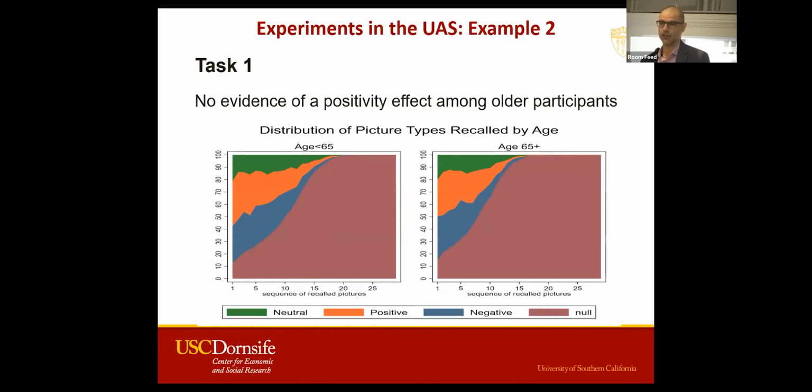Well, as I told you, the results in the lab show that older people tend to remember positive pictures at a higher fraction compared to younger individuals. That's not what we find in the UAS. This is the composition of the recall. The big difference between people over 65 and under 65 is basically in how large the reddish area is, which means older people recall overall fewer pictures, but the composition between neutral, positive, and negative is pretty much the same between these 2 groups.